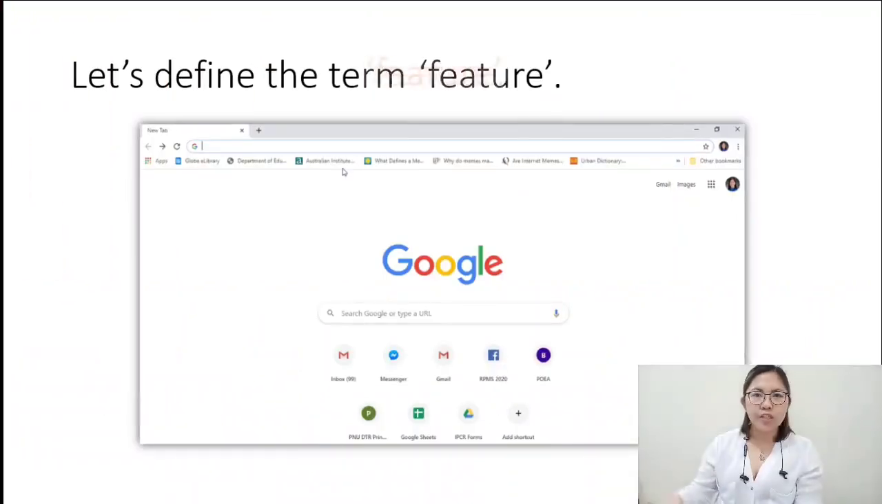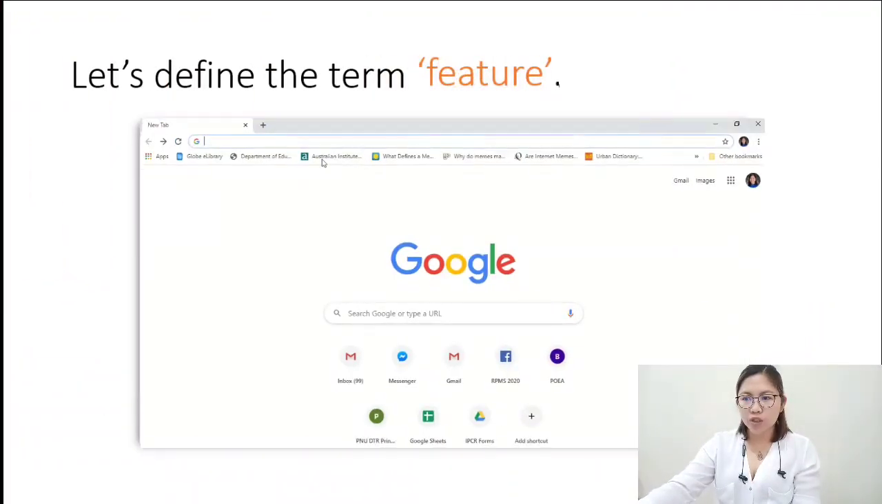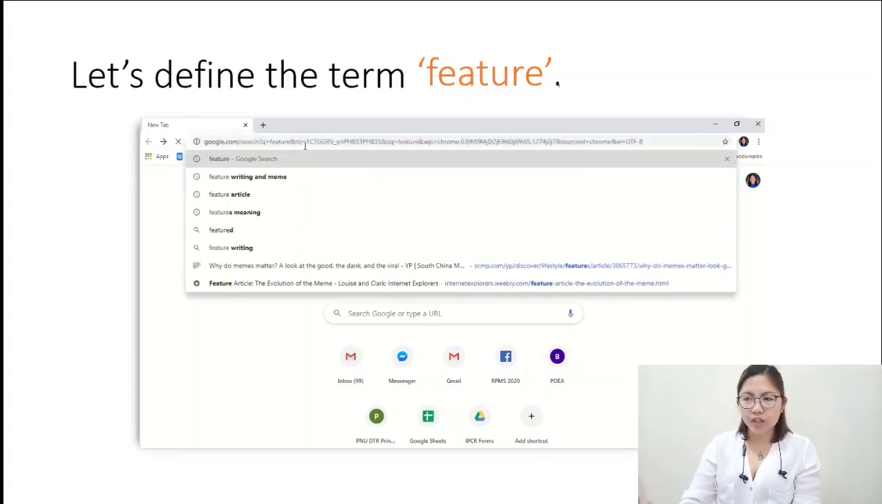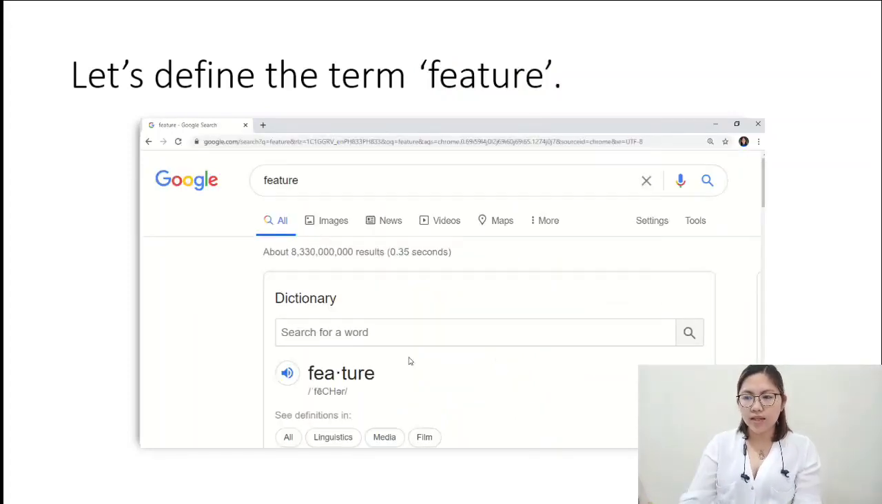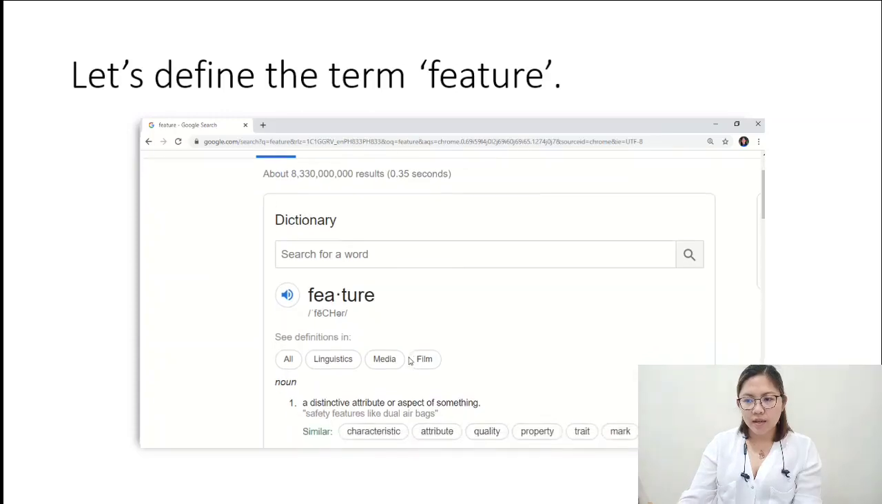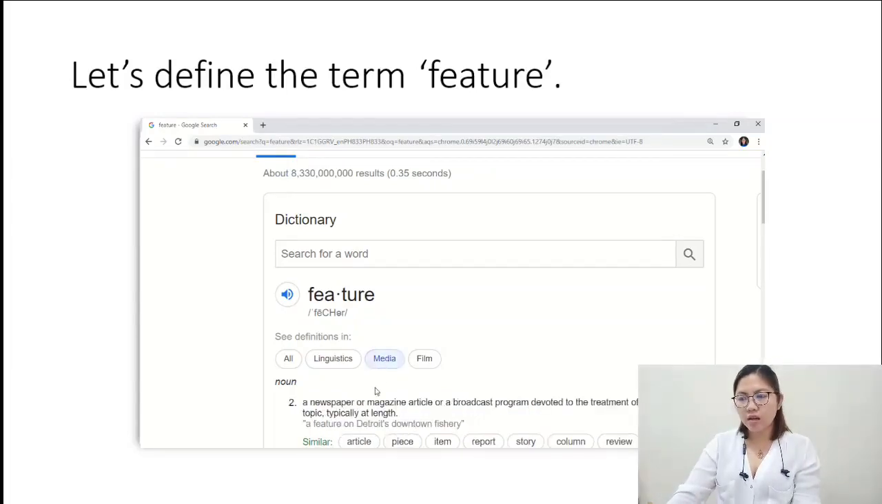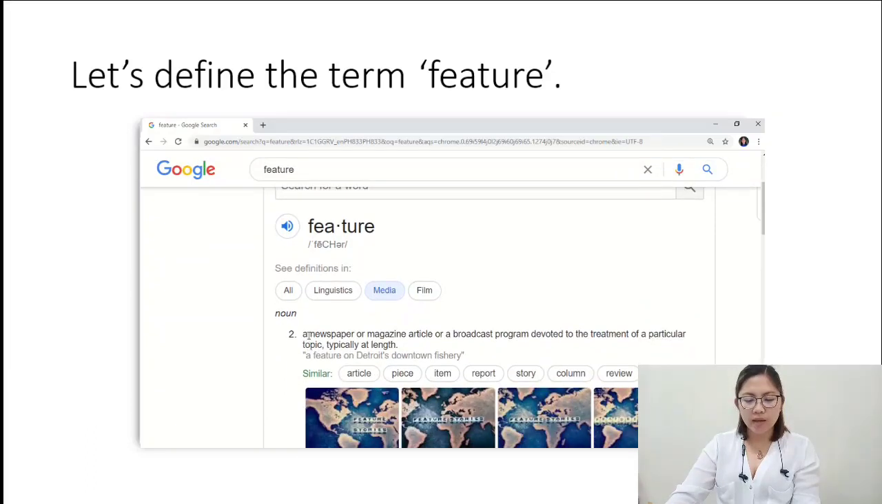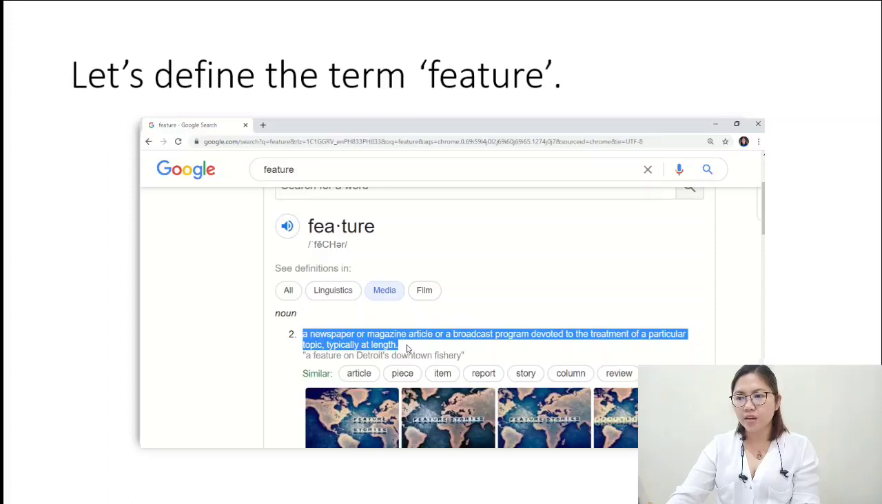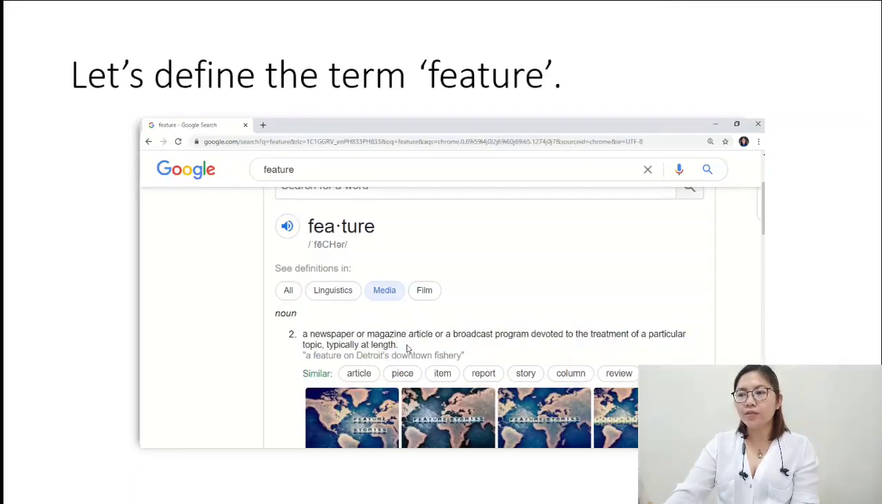Let's define the term feature. A quick Google search will tell us that feature, taken as a noun, is defined as a distinctive attribute or aspect of something. This is synonymous to the words characteristic, attribute, or quality. In the context of media, the term is defined as a newspaper or magazine article or a broadcast program devoted to the treatment of a particular topic, typically at length.